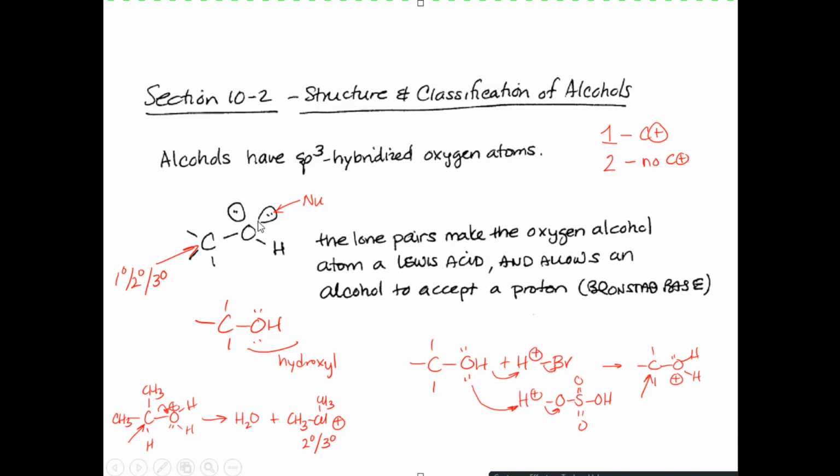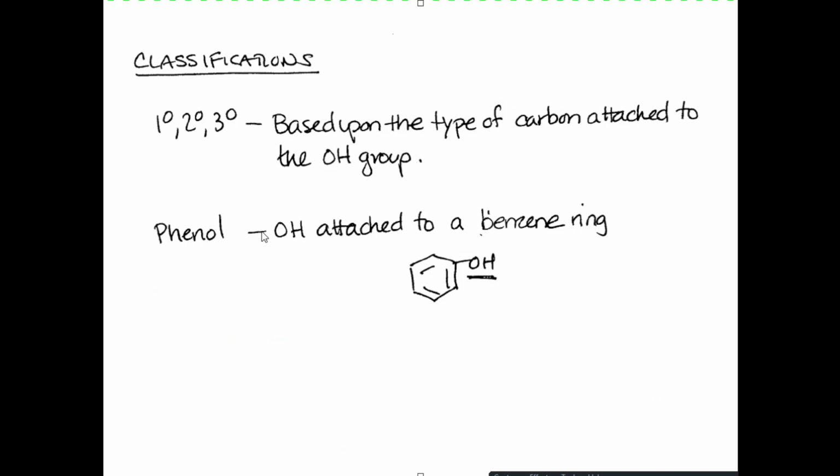So that's one of the characteristics of an alcohol, the ability to protonate it with H+. Primary, secondary, and tertiary are based on the type of carbon that's attached to the OH group. There is also another type of alcohol that has special characteristics, and that's called a phenol. A phenol has the OH group attached to a benzene ring. Phenols historically were some of the first antiseptics that were developed. It was found that phenol itself could be used to prevent infections.